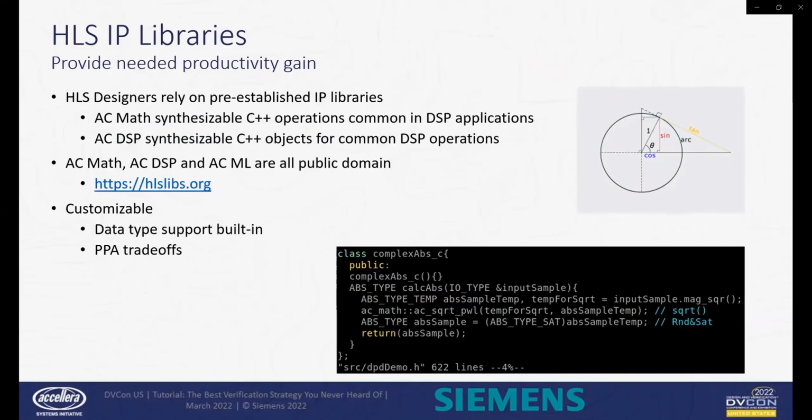As with any IP, we expect and need to be able to customize instances of it within our design. Furthermore, it should automatically support various data types and also have various implementations, allowing the designer to perform PPA trade-offs. For example, choosing a piecewise versus a lookup table versus a Cordic implementation. And in the screenshot, we see a code snippet from the DPD design, highlighting an instance of the AC square root block, which operates on our fixed point data, and note we have picked the area-efficient piecewise linear implementation.